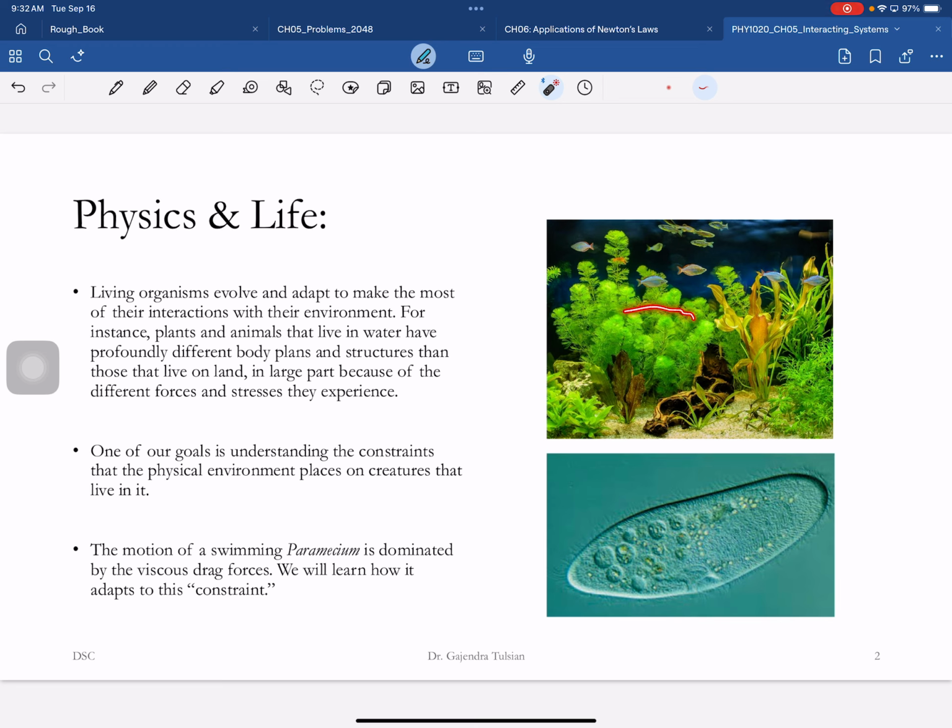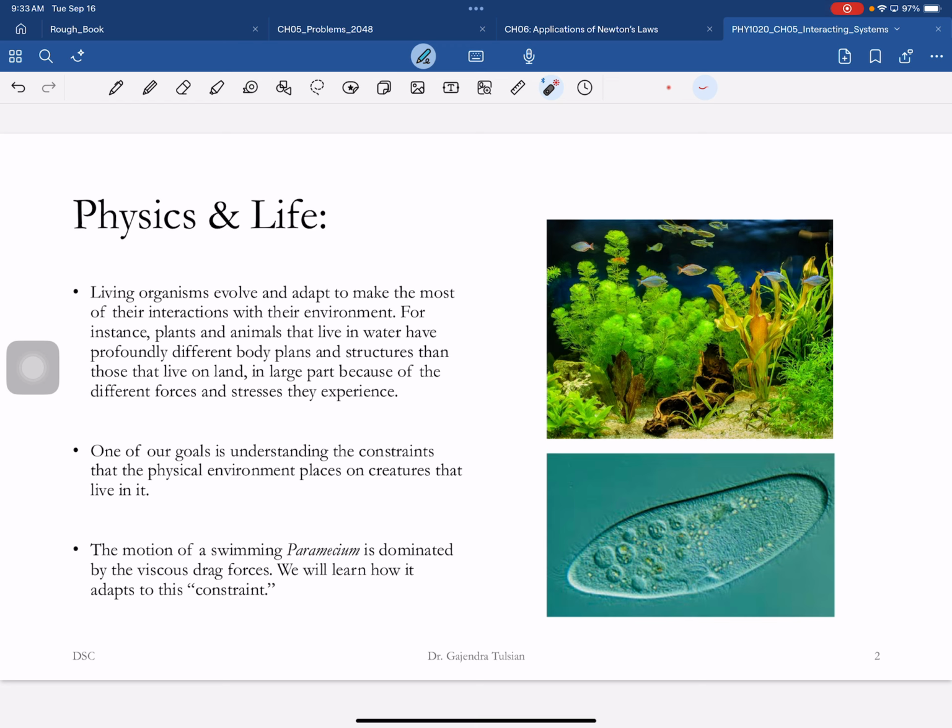Because they're underwater, they have buoyant forces acting on them, counteracting gravity. So structurally, they don't have to be as strong. If you planted this outside, it would essentially collapse. The wind would blow it away and all that kind of stuff. So they don't need as much cellulose. So plants and animals that live in water have different body plans and structures because of the different forces and stresses. Our goal is understanding how you adapt to the constraints that are put on you.